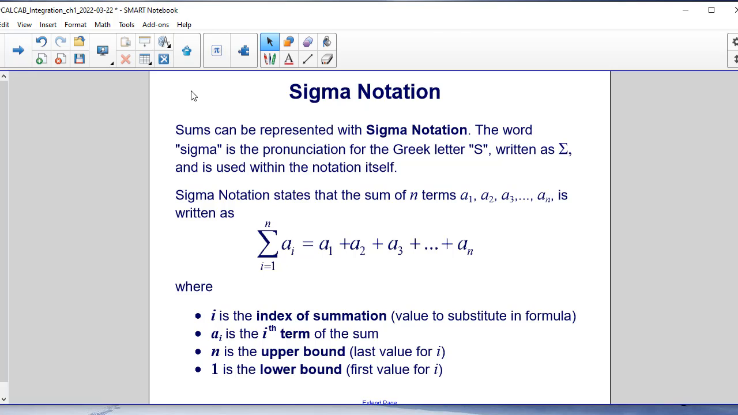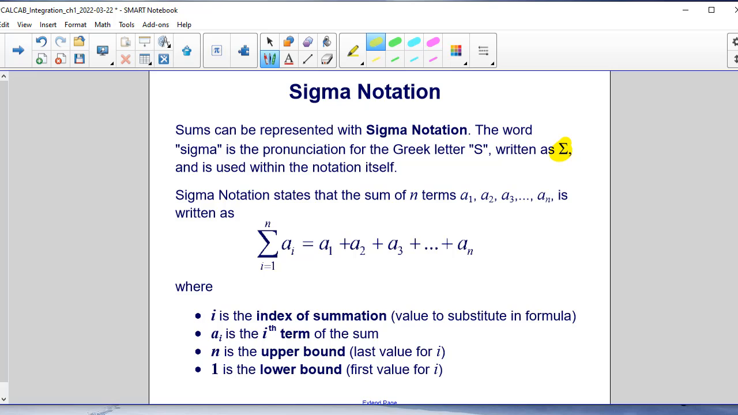We're now going to turn our attention to something called sigma notation. Sums can be represented with sigma notation. The word sigma is the pronunciation for the Greek letter S and is written as this symbol here. It is also used within the notation itself.